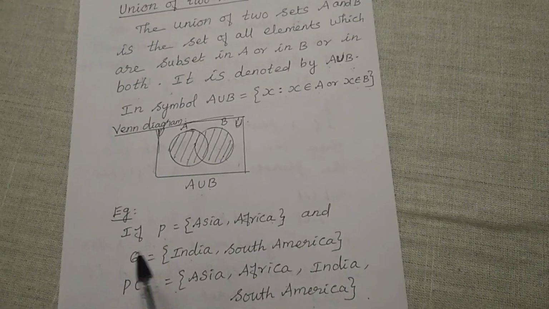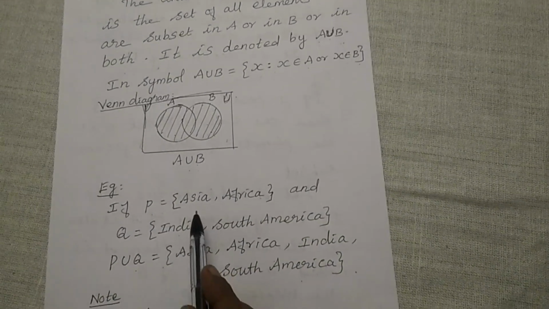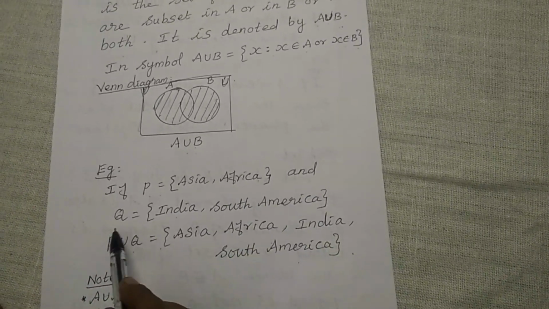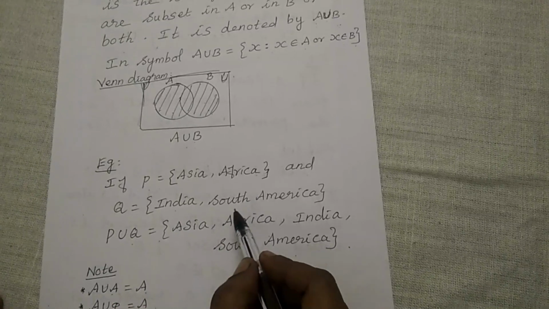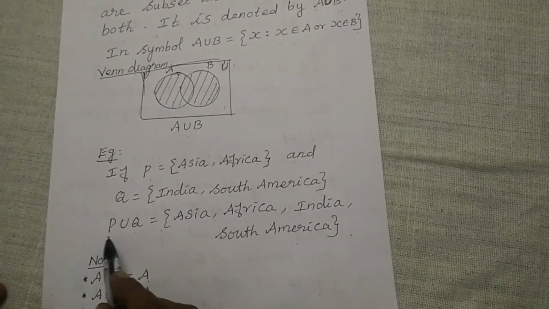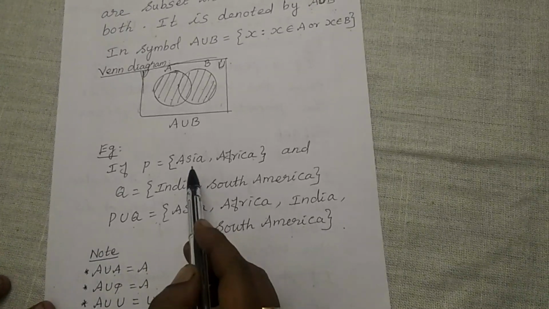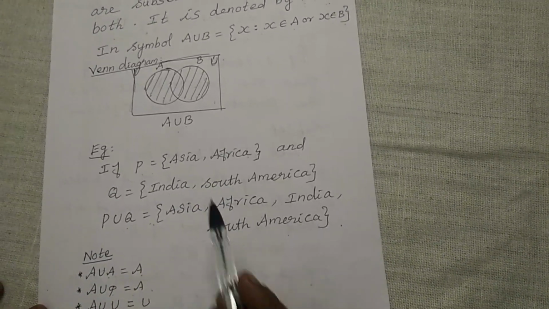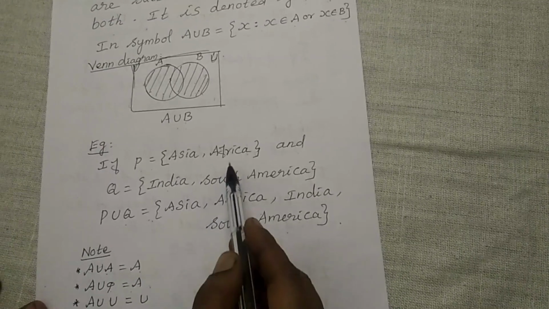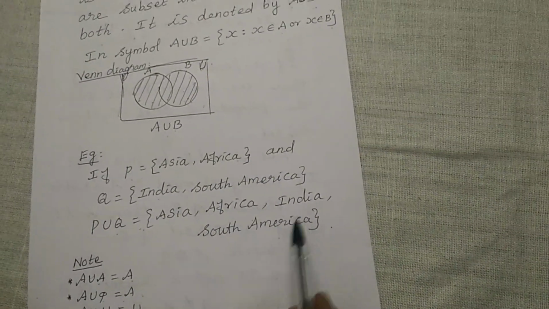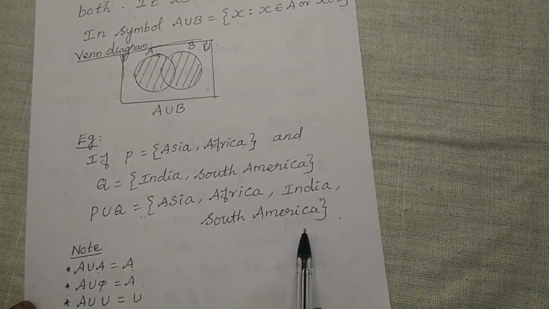Then an example: if P is equal to Asia and Africa, and Q is equal to India and South America, then P union Q is these two together. That means Asia, Africa, India and South America.